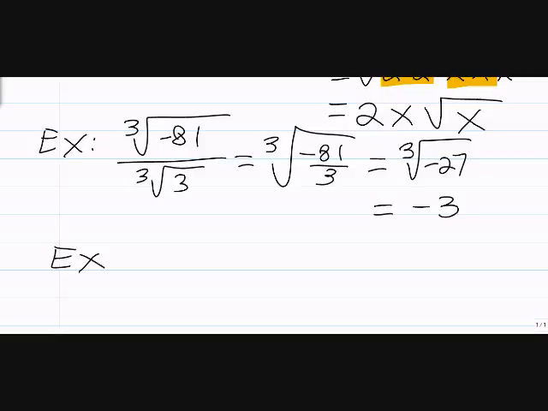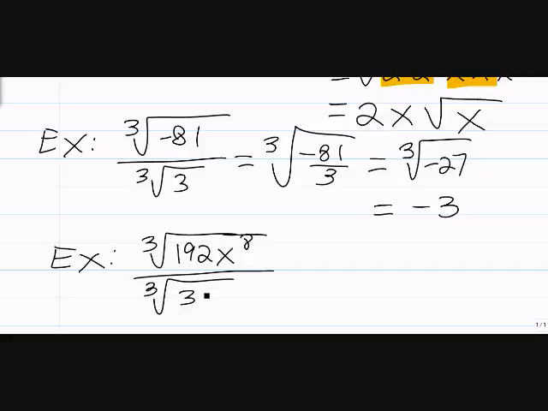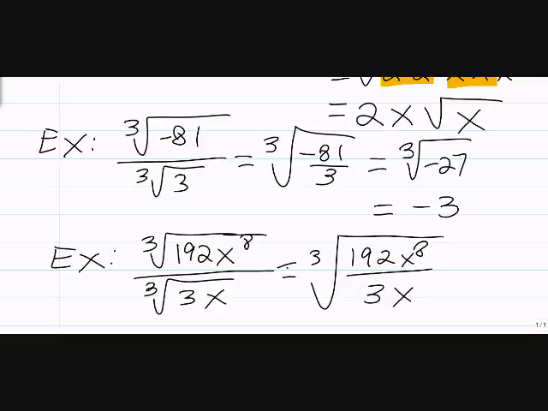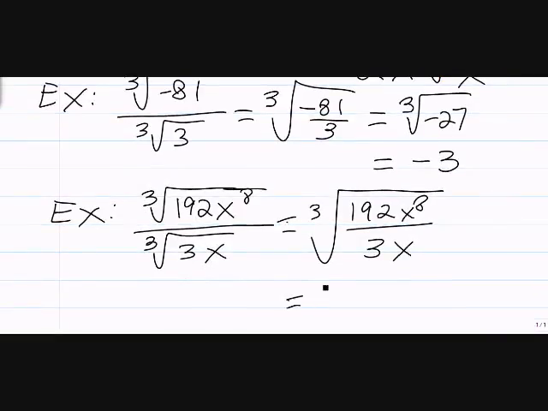All right. So should we do a little harder cube root? All right. So one more, and then we'll get to the hard stuff. Cube root of 192x to the 8th power divided by the cube root of 3x. All right. So this is the cube root of 192x to the 8th divided by 3x. Is 192 divisible by 3? Yes, sir? Yes, it is.